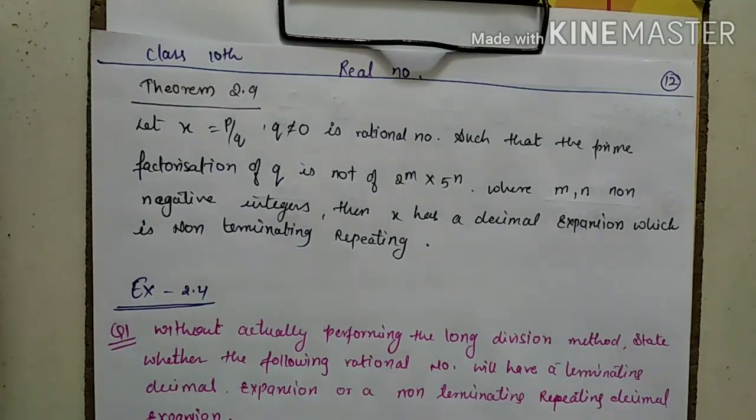Very easy. There is no kind of explanation required for the theorem. Just understand it by your own language. If you understand the language, you can understand the complete theorem. Is it clear? Now come to exercise 2.4.